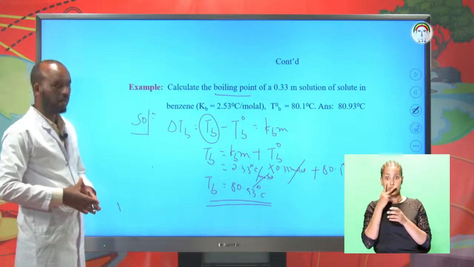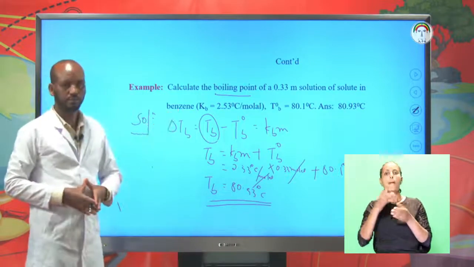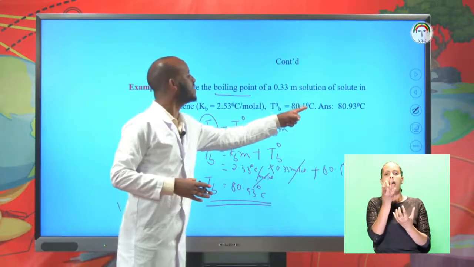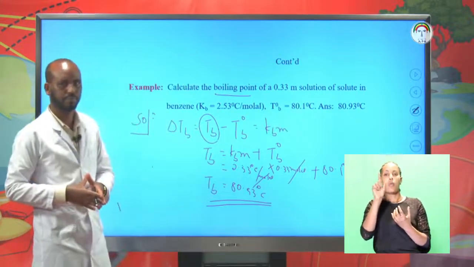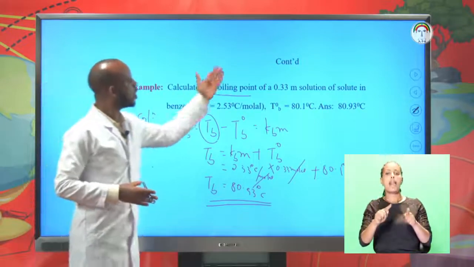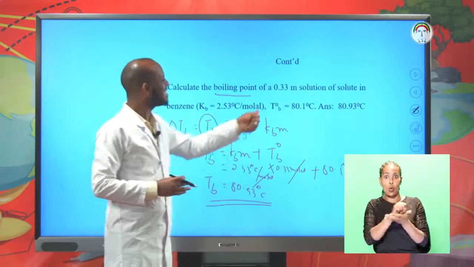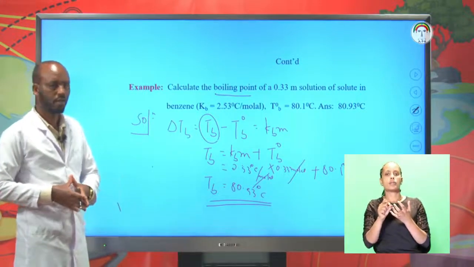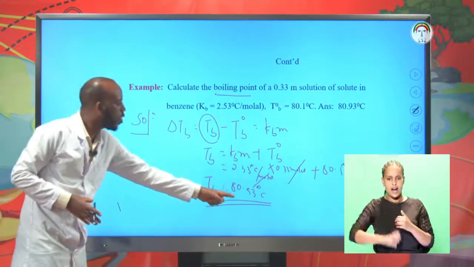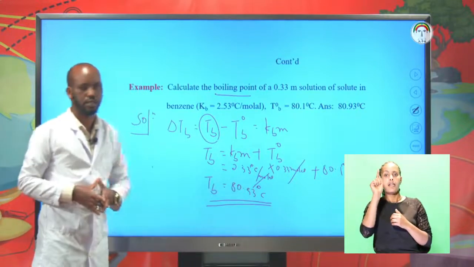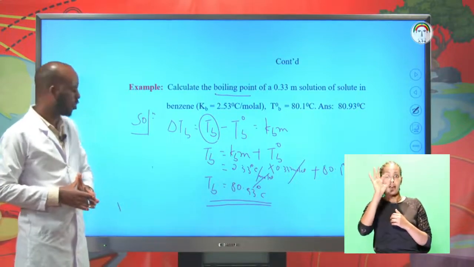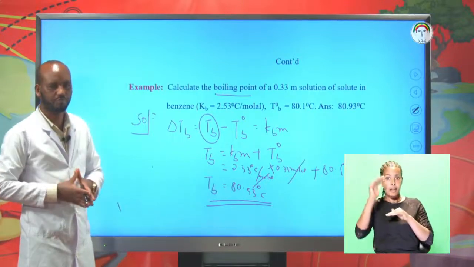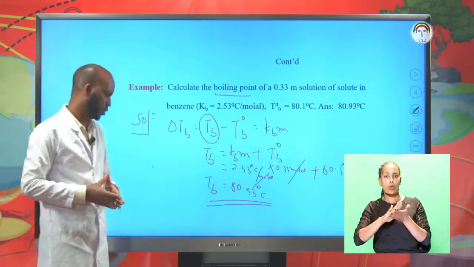You see, pure benzene alone boils at 18.1 degrees centigrade. When a solute dissolves in it, the boiling point of the solution elevates to 18.93 degrees centigrade. Therefore, the boiling point of a solution is greater than that of a pure solvent.